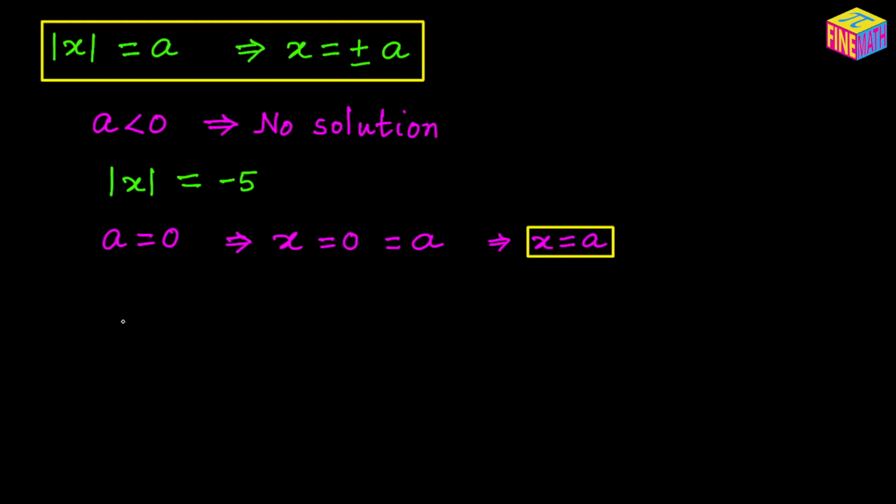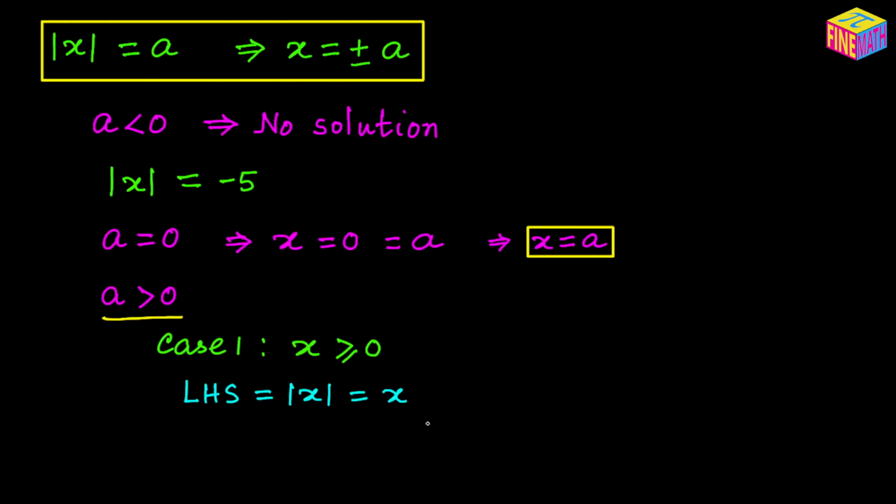Let's take the other case where a is a positive number. If a is a positive number, there are two possibilities: x can be a negative number or x can be a positive number. So under a is positive, let's take two cases. Case 1: x is non-negative. Then the modulus of x, which is the left hand side, can be written as x, because x is non-negative, so it will come out as positive x. From our original equation, we can say x is going to be equal to a.